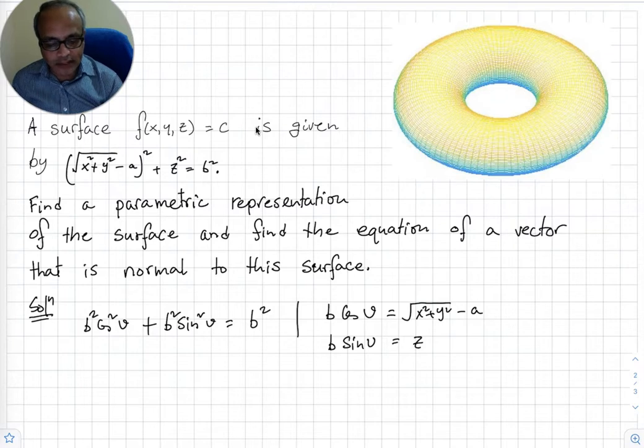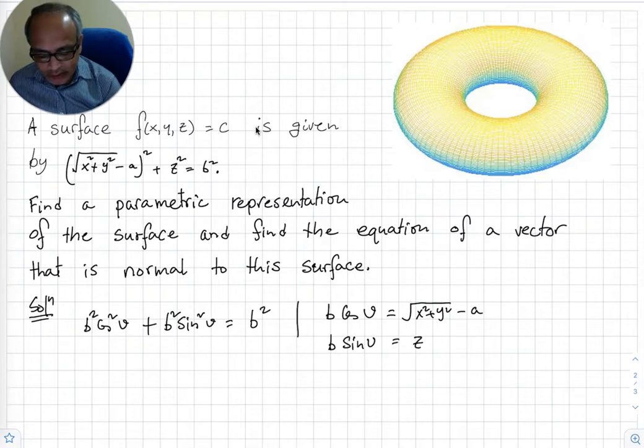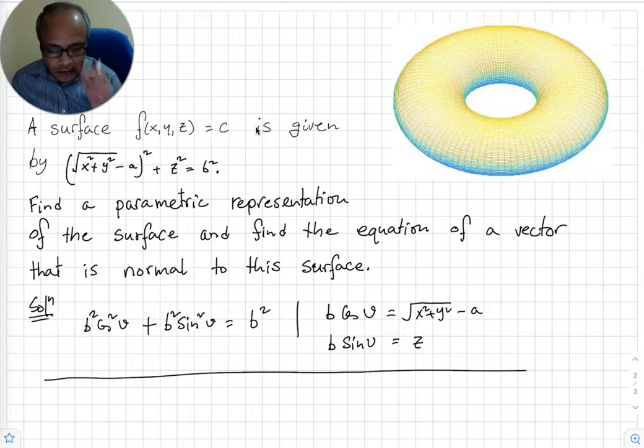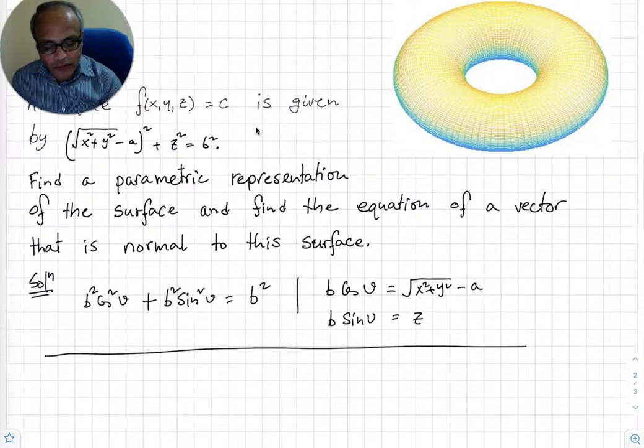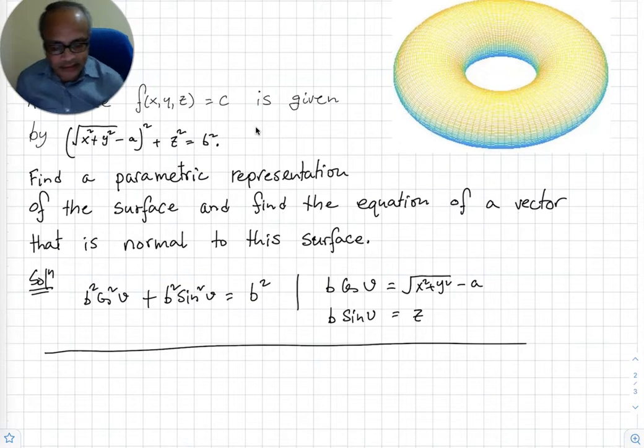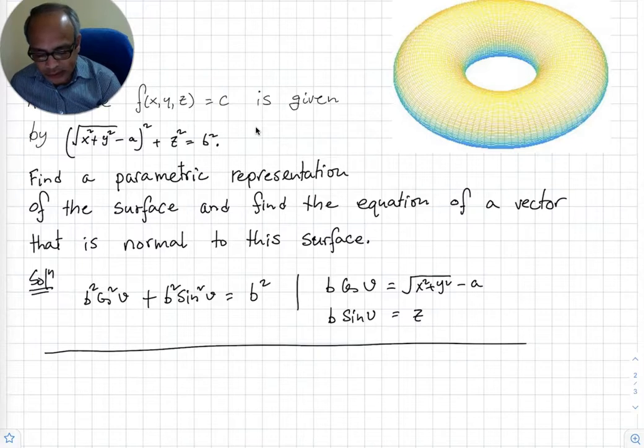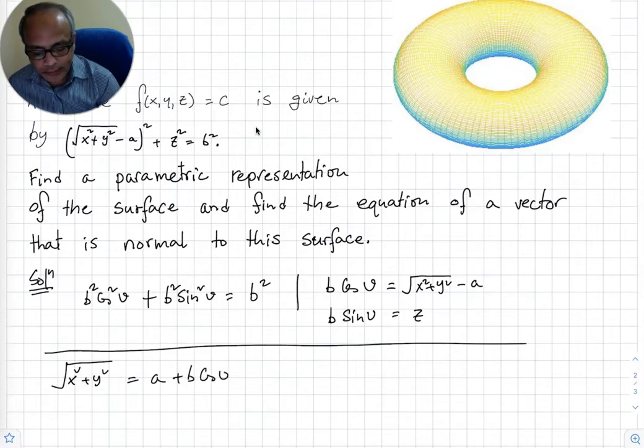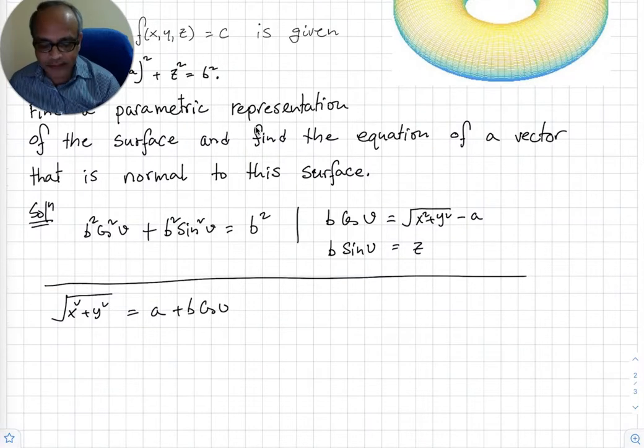So we have something for z and something for x and y, but for x and y we have b cos v, but x and y are not directly written here. So we can perhaps think a little more. Let's look at the first equation here. So instead of the square root of x squared plus y squared minus a, we can write a plus b cos v.